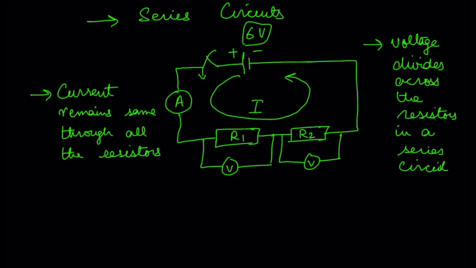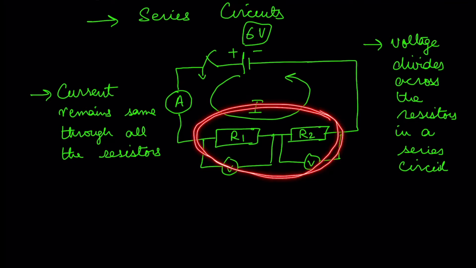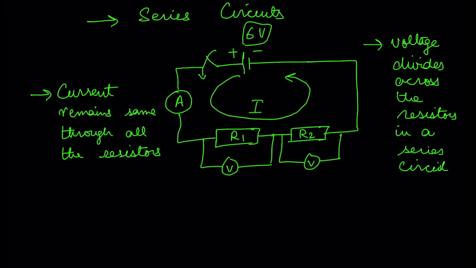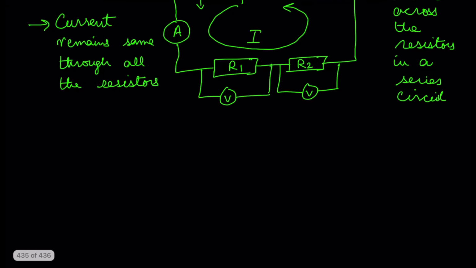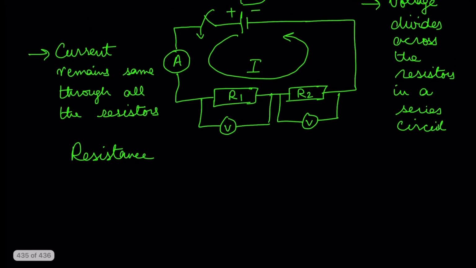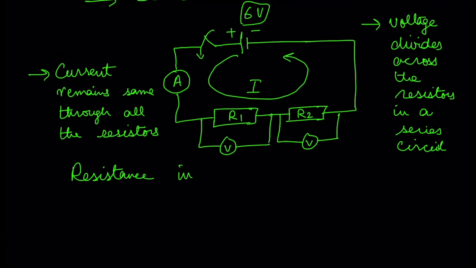Now let's talk about the combination of the resistors, how the combined resistors will behave in a series circuit. So for example, I want to find out the total resistance of this series circuit due to these two resistors, R1 and R2. Okay, so resistance in a series circuit.